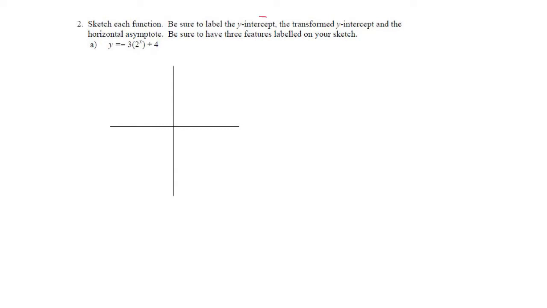The first thing that we need to have labeled is our y-intercept, always. The second thing that we need to have labeled is our transformed y-intercept, and we'll talk about what that is. The last thing is we need to have our horizontal asymptote. We need to have 3 features labeled on our sketch.